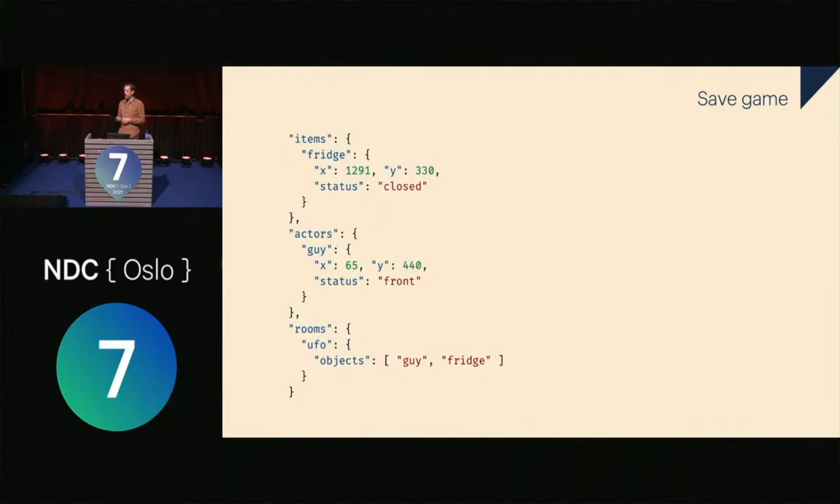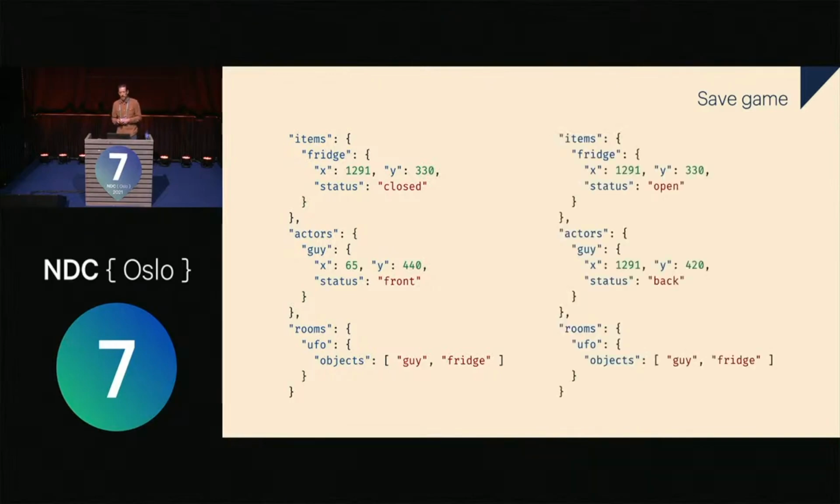Now let's say that I'm playing the game, and I'm moving Guy over to the fridge, and I open the fridge. And then I want to save the game, because I want to save often, because some of these adventure games were really brutal, and you had to save basically after every action you did. So now I take a second snapshot of my object model, and some things will have changed. Now the fridge is open. And now Guy is at a different position, and he's facing away from the camera.